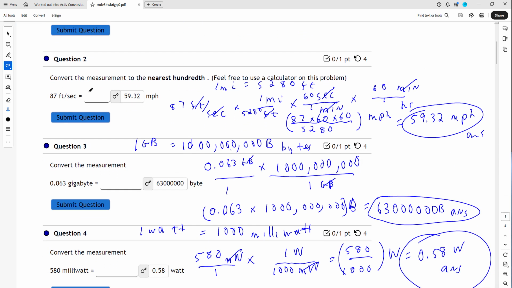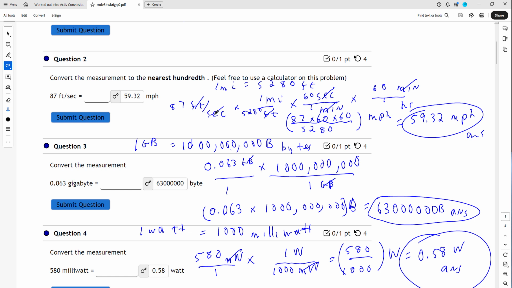Next one's feet per second to miles per hour, so I convert feet into miles and seconds into hours. So I go from seconds to minutes and then from minutes to hours. So I have 87 feet per second, and I want to get rid of feet, so I create a cancellation there and replace it with miles. 1 mile is 5,280 feet.